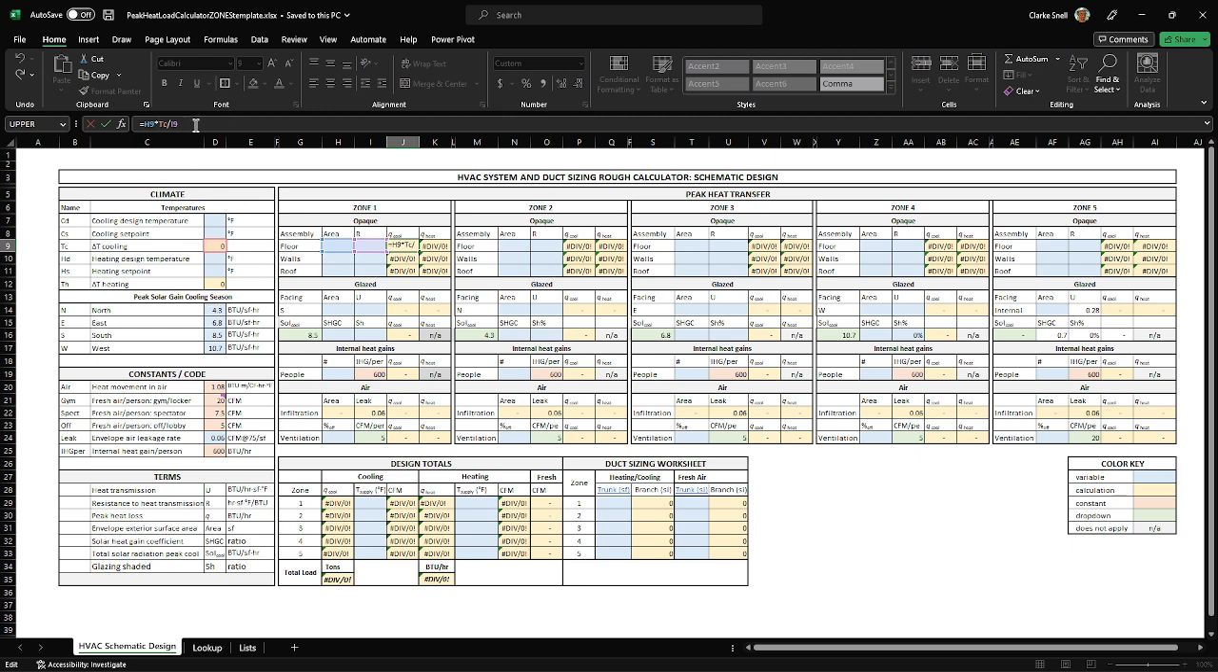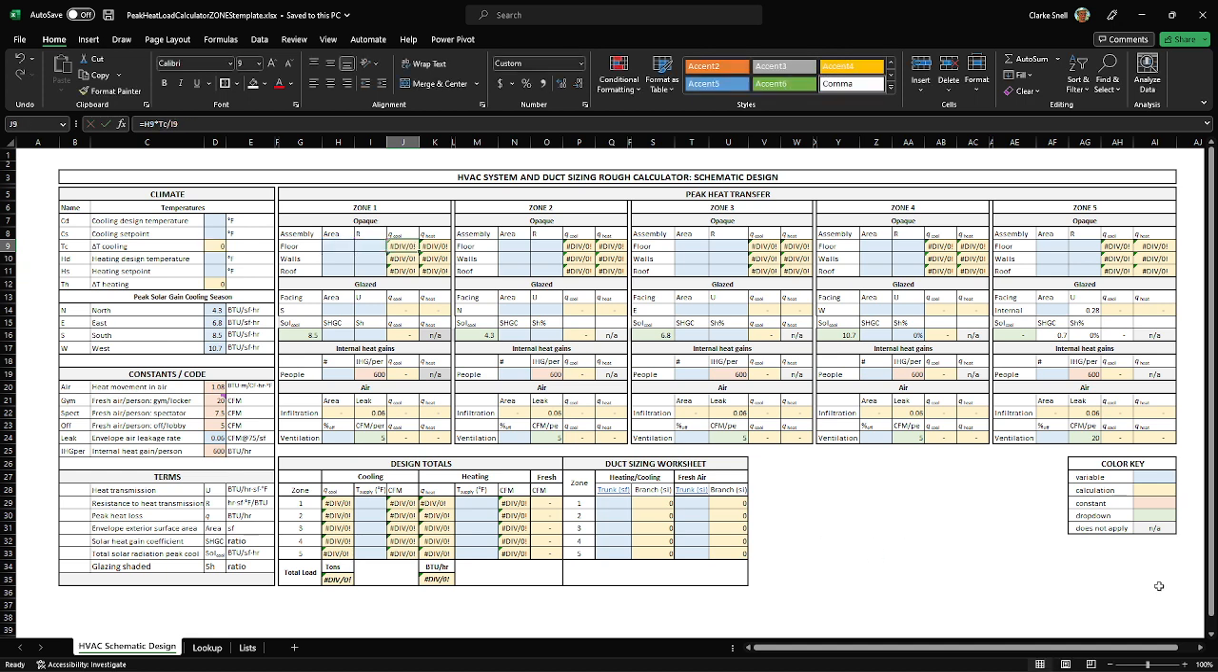So I try to make my equations have constants that are named so that if you're looking at them in this formula bar, you have some idea what they mean. The best equations are where everything is named. You can't always do that. Anyway, so that's a basic idea here.